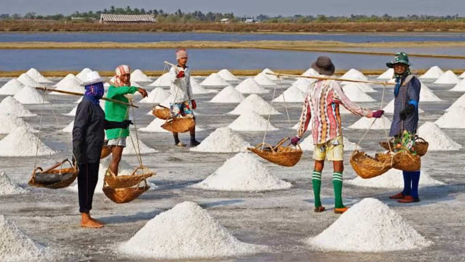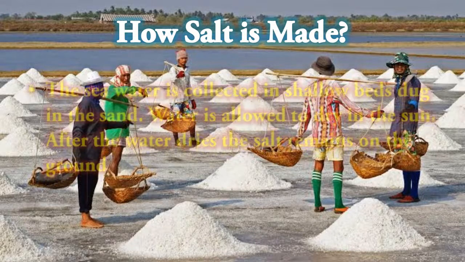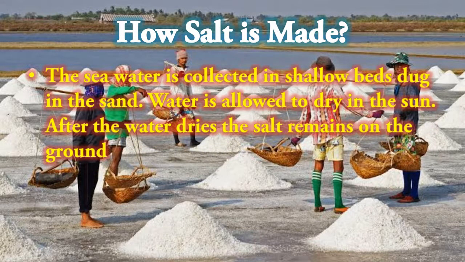Do you know how salt is made? Let us see. The seawater is collected in shallow beds dug in the sand. Water is allowed to dry in the sun. After the water dries, the salt remains on the ground. Listen, near the seashore, the seawater is collected in shallow beds, which are made by digging in the sand. Then this water will be allowed to dry in the sunlight. After the complete water dries, the salt will remain on the ground. This salt will be purified and used for our day-to-day life. Okay.